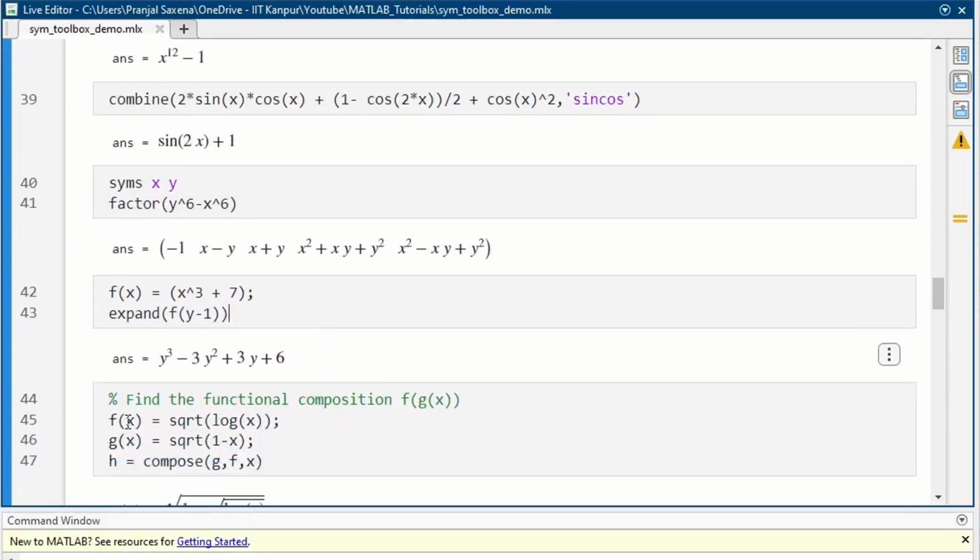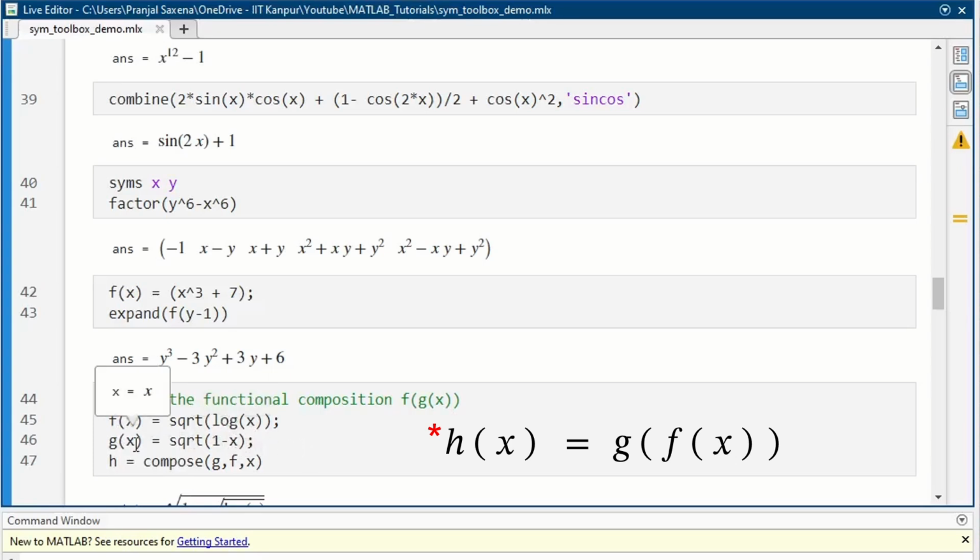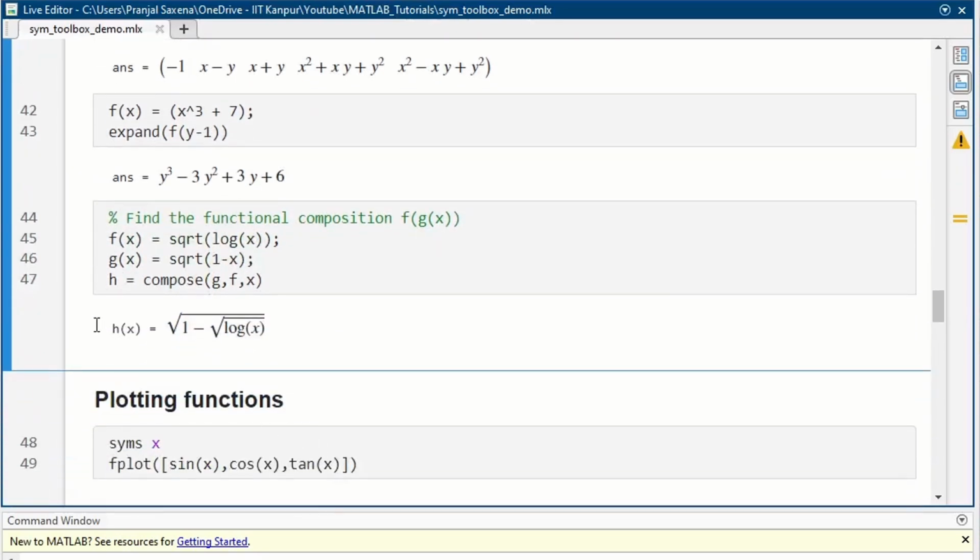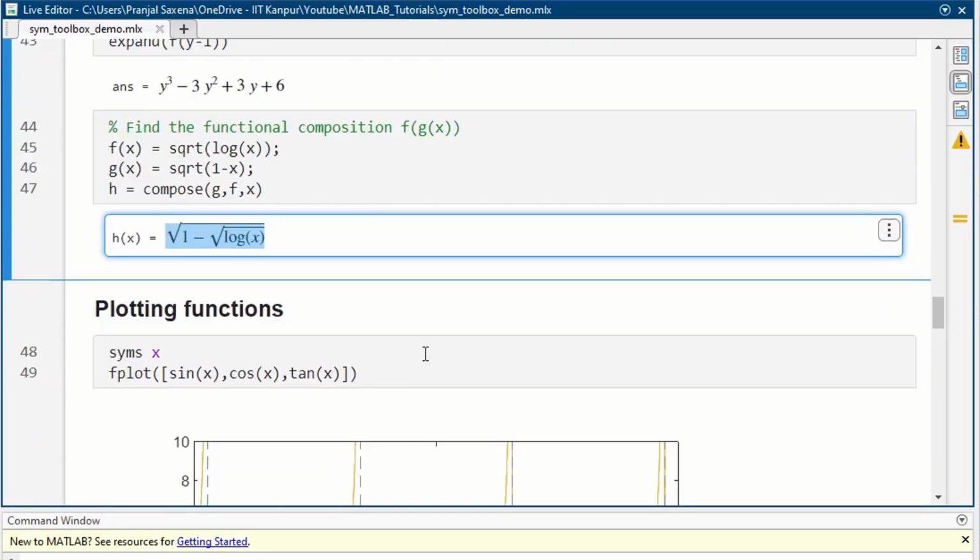Also, sometimes it can happen we have two functions and we want to calculate the composition. I have an f of x which takes in the input x and gives us the output square root of log x. Similarly, a function g of x which takes in the input x and gives us square root of 1 minus x. I want to create h of x, which is f of g of x. So first it takes the input x, then creates g of x, then g of x becomes the input for f of x. So this is the final result. Now plotting symbolic expressions is much easier.